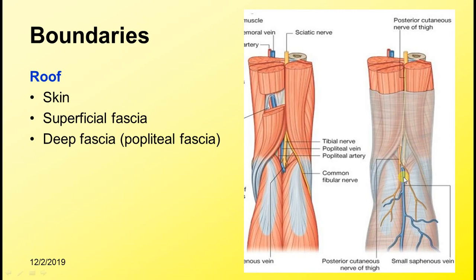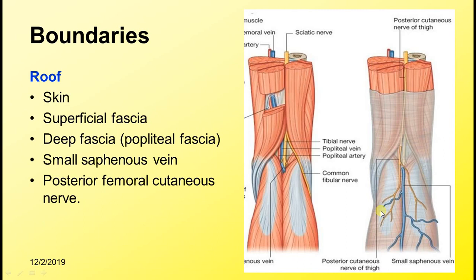So again, your small saphenous vein will pierce this deep fascia to go and terminate into the popliteal vein. In the same way, your posterior femoral cutaneous nerve has to pierce this deep fascia and then come to lie on the superficial fascia to supply the skin.